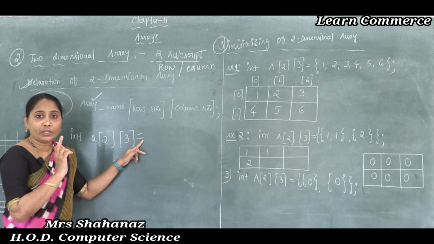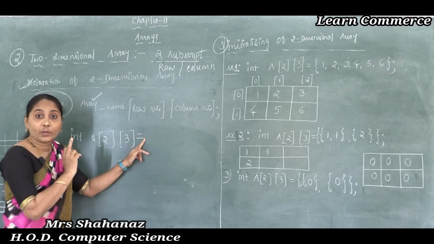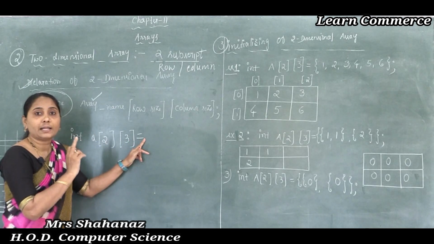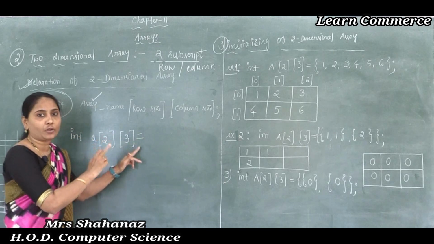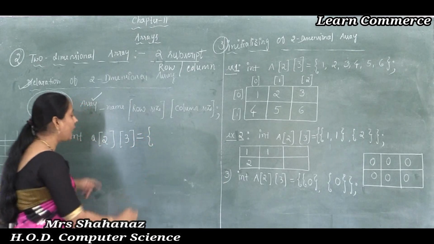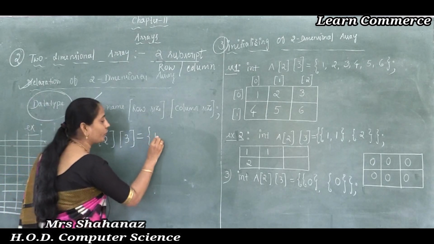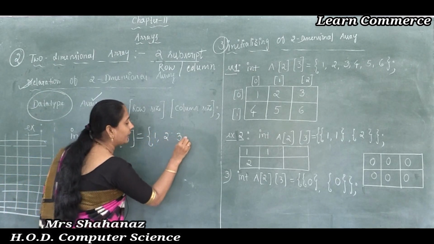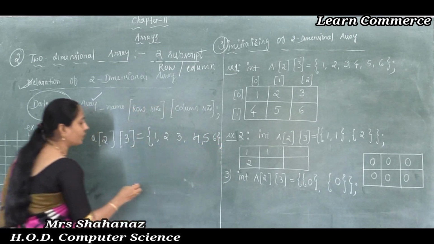When you use the equal sign after 2 and 3, that means you are going to make some initialization to the rows and columns. As we know, here how many rows are there? 2 rows and 3 columns. So some values we can provide, that is 2, 3, 4, 5, 6. Clear this point here? 2, 3, 4, 5, 6.